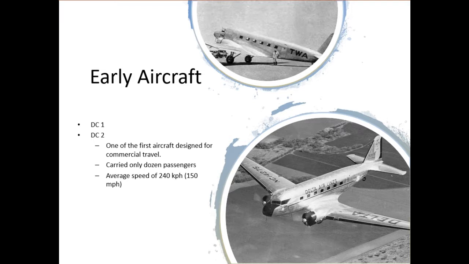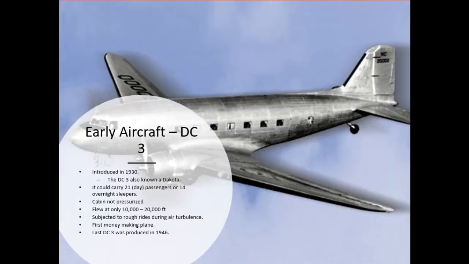Yeah. So the earlier aircraft. Before we go into the Boeing 707 or 747, it's important to know what the earlier aircraft looked like, or were named. The earlier aircraft were named DC-1 or DC-2, which you can see in this picture. It's known from Delta Airlines, and this is the very first aircraft designed for commercial travel and carried only a dozen passengers, and average speed is only 240. So you can roughly imagine how the airplane would fly at that speed.